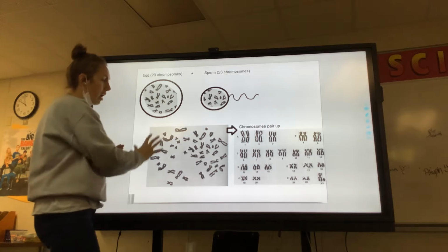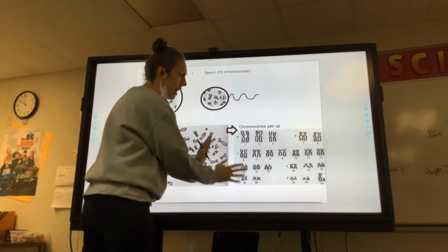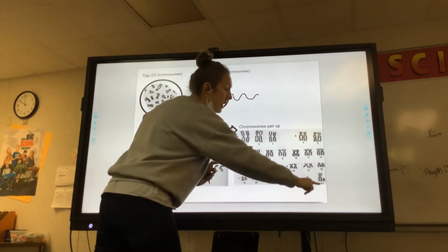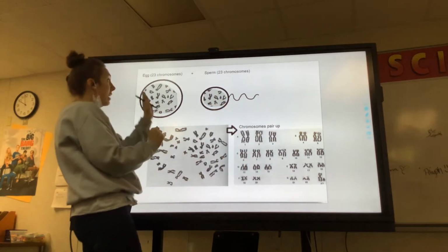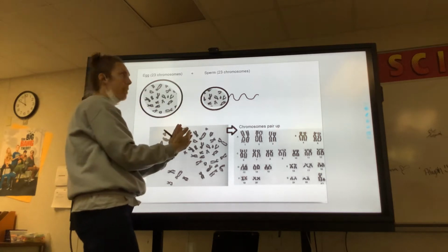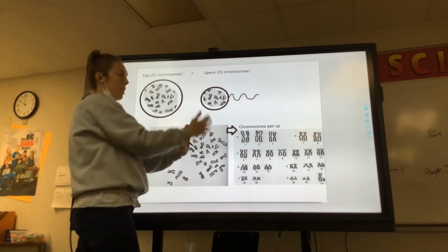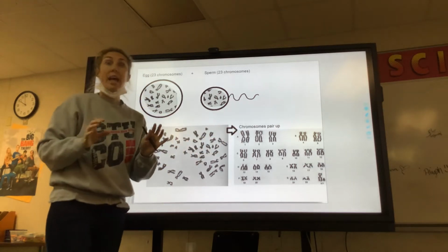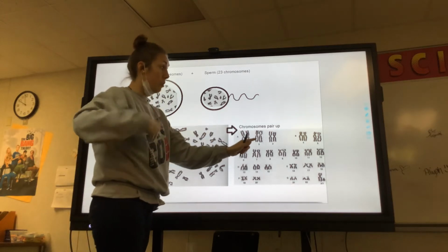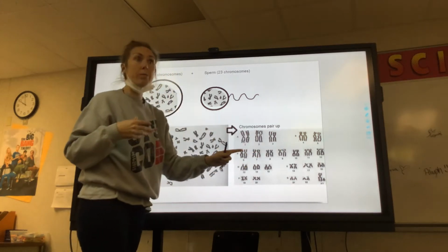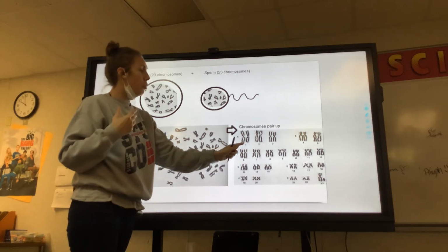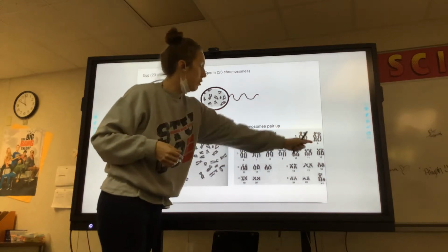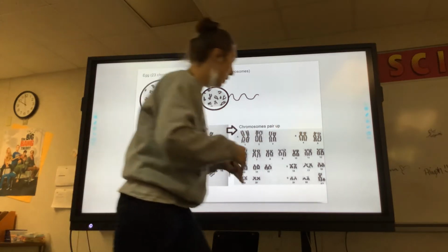So guys, this hodgepodge actually can be organized into this here, and there's 23 pairs. One set came from your mom, one set came from your dad. So 23 of these came from your mom, 23 came from your dad, and then they pair up. So for example, everybody has a chromosome number 1, number 2, number 3, number 4, number 5. See where I'm going? You pair up your two 1s, one you got from your mom, one you got from your dad. You pair up your two 2s, two 3s, two 4s, two 5s. You pair all these up and you get 23 pairs.